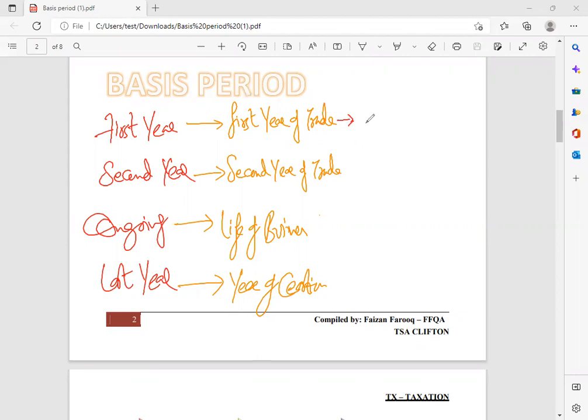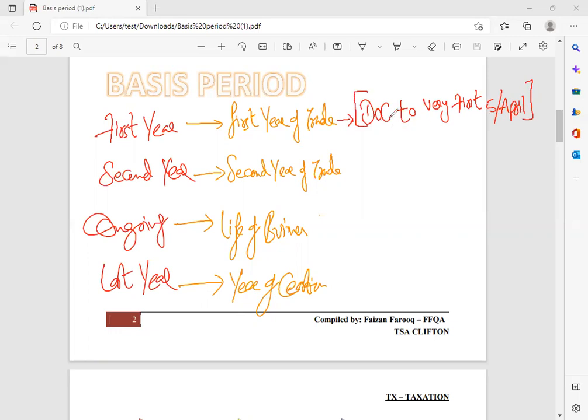First year has a specific rule. How to apply it, we will discuss after a while. I am writing something, just note it down. No need to understand this one. You will learn it after we do some practice questions. First year will be from date of commencement of trade to the very first 5th April. Just copy it down.